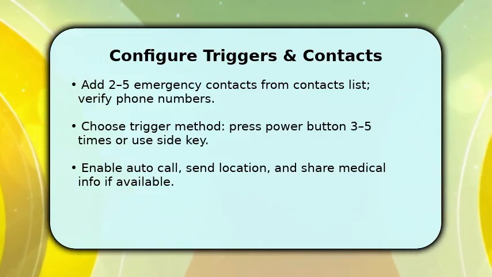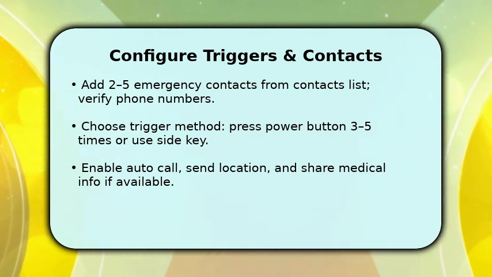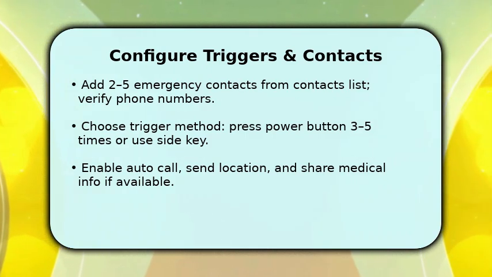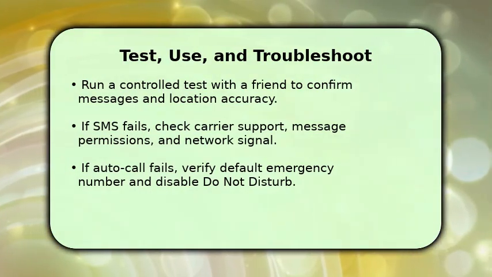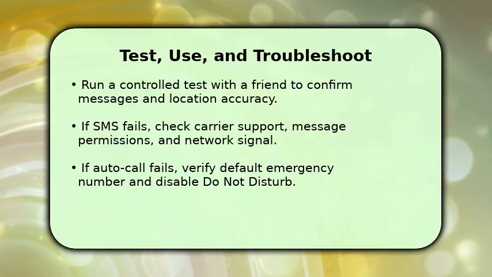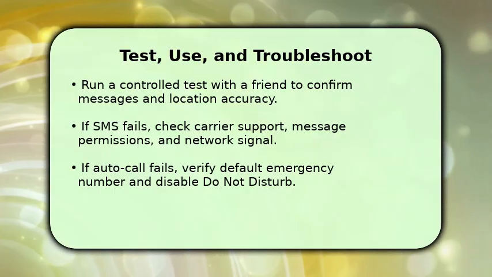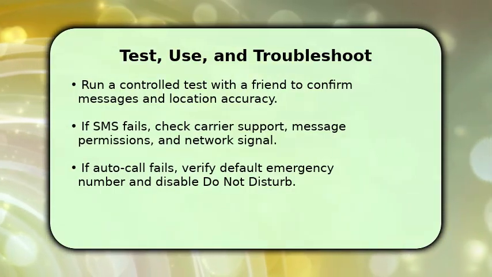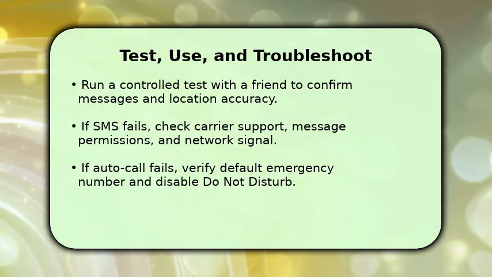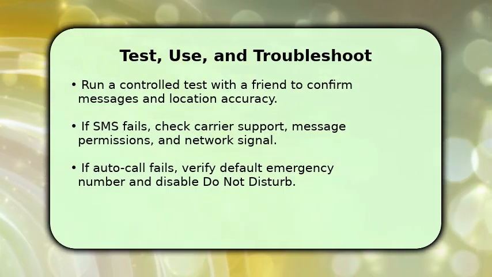Test the trigger with a low-impact message to a trusted contact so you know it works. Finish by testing the full workflow. Trigger SOS in a controlled scenario, confirm your contacts receive the message and a location link, and confirm emergency calls connect. If messages don't send, make sure carrier SMS is supported, message permissions are allowed, and you have signal.